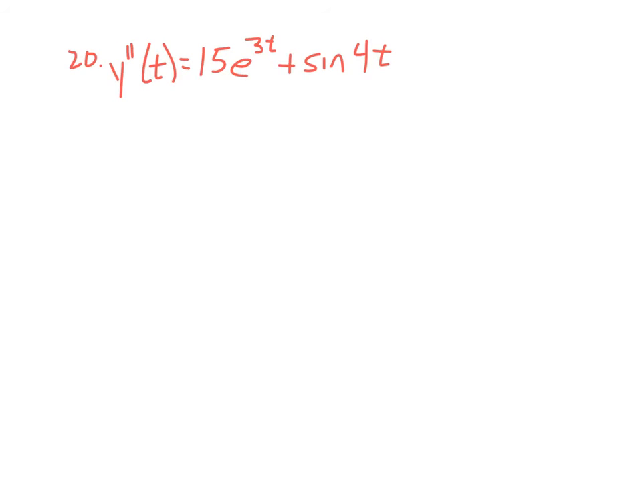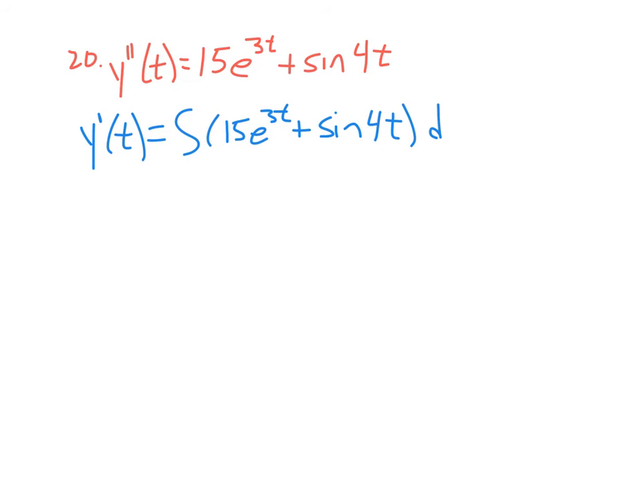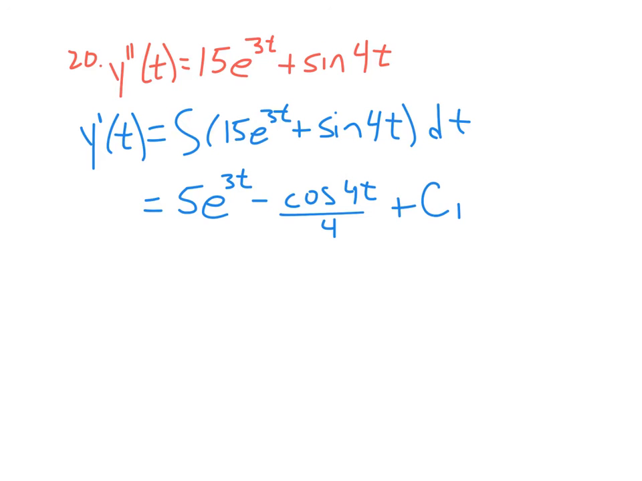So in order to save space, I'm not going to show you the integral sign over here on the left, but we are going to go here, and that means we are integrating this left-hand side, right-hand side. Okay, so then, right, we're going to get 5e to the 3t minus cosine of 4t over 4. And then here comes our constant. But that is just y prime.